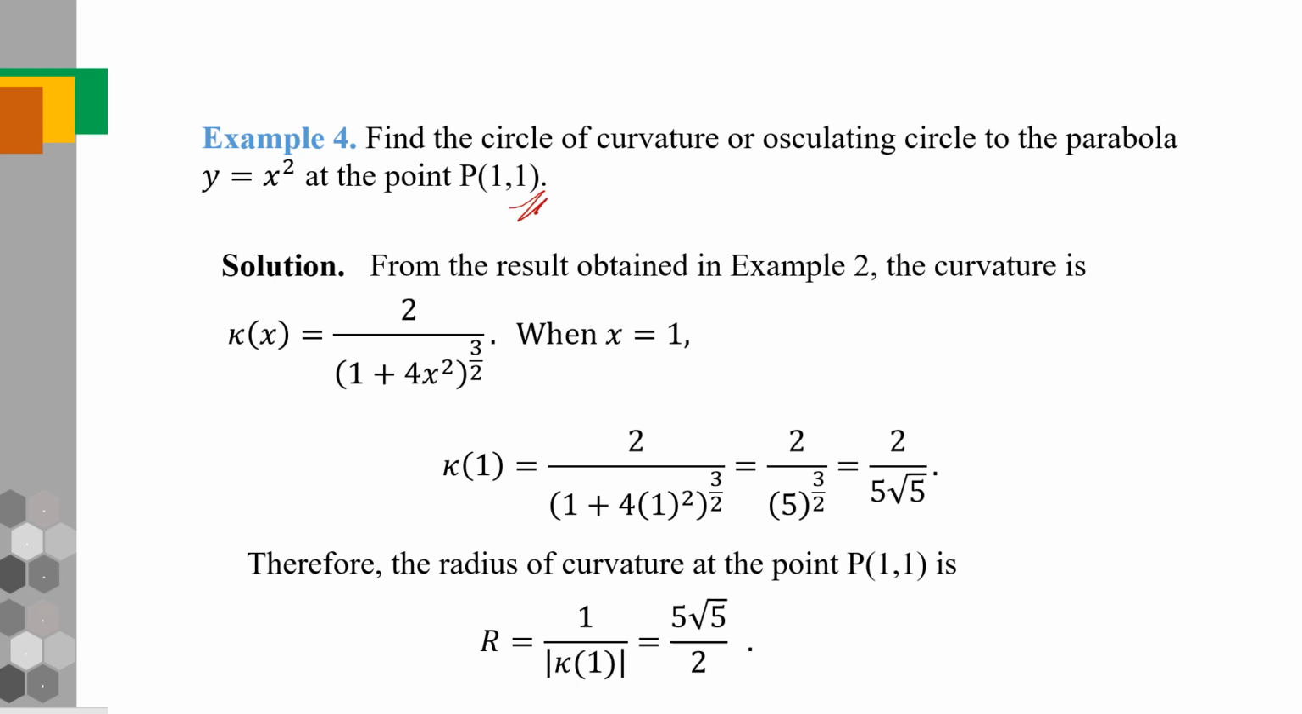Okay? So, when x is equal to 1, isa-substitute natin dito sa ating formula ng curvature. So meron tayong 2 over 1 plus 4 times 1 squared raised to the 3 halves. And that will be equal to 2 over 5 square root of 5. And therefore, the radius of curvature at the point P(1, 1) is equal to yung absolute value ng reciprocal nito. Okay? So that will be 5 square root of 5 over 2.